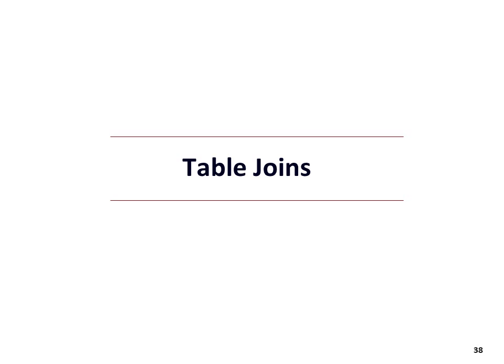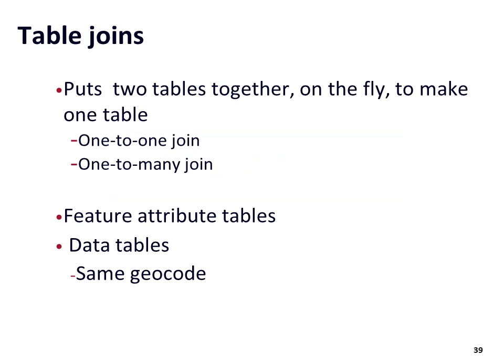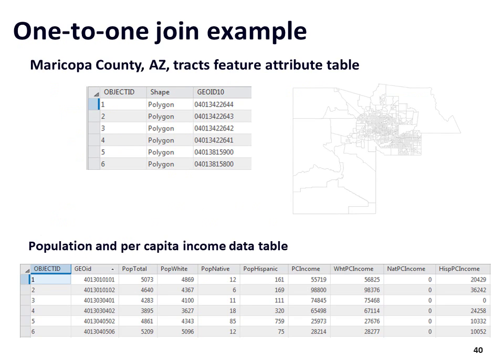I want to talk briefly about joining tables. To join tables, you basically just take two tables and put them together on the fly to make one table. That's a basic one-to-one join or a one-to-many join. You can do this with feature attribute tables, data tables, as long as they have the same sort of geocode. So what does that mean?